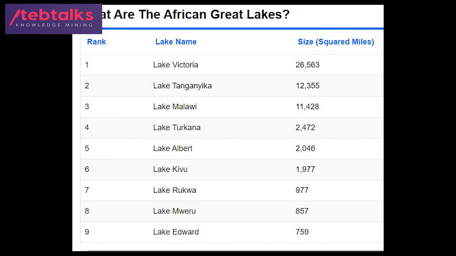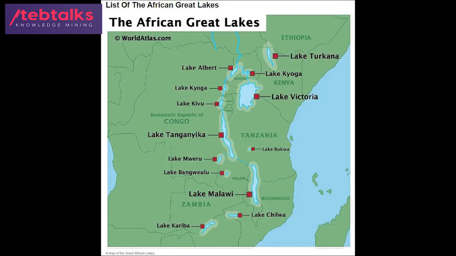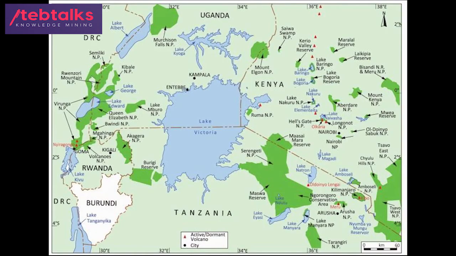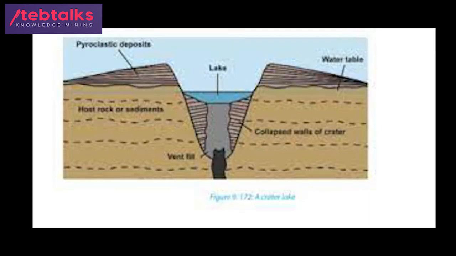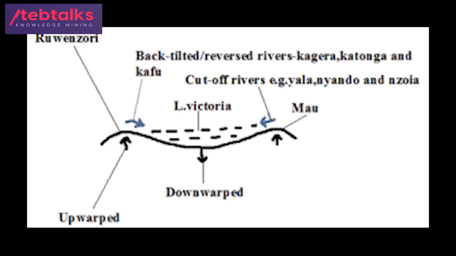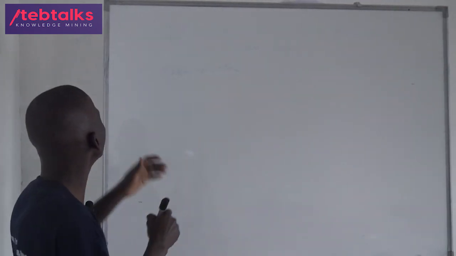So these lakes were formed by different processes in East Africa, and that's exactly what we want to look at: lake formation in East Africa. How these lakes were formed. Though these lakes are very many, there are very many processes that led to their formation. Some were formed by volcanicity, others by faulting, others by downwarping, and so many other processes. So, the processes of lake formation.